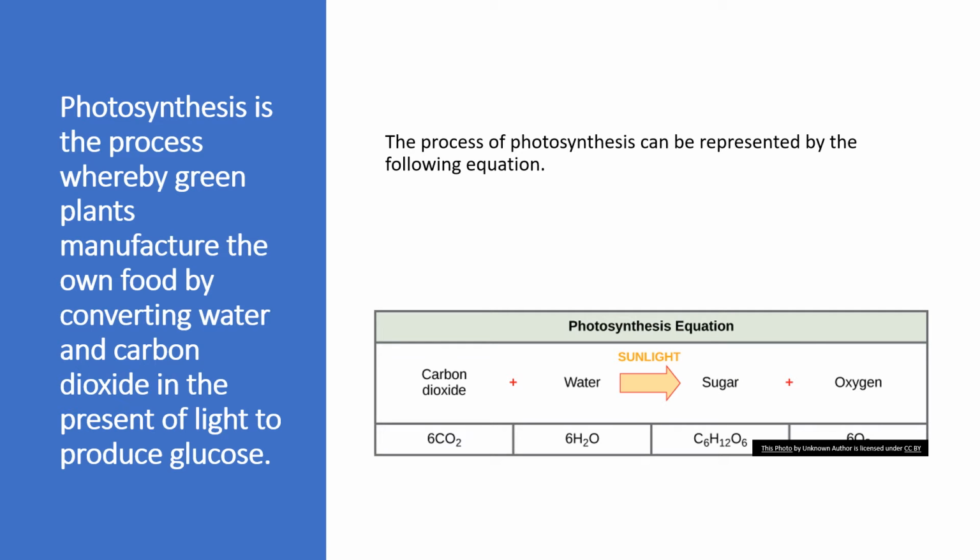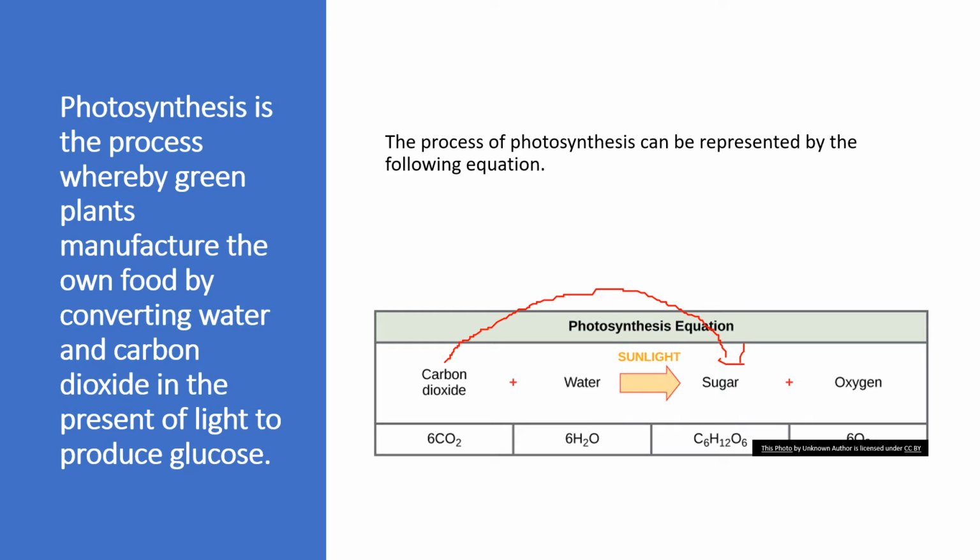Photosynthesis is usually defined as the process whereby plants manufacture their own food. Mainly green plants manufacture their own food by converting carbon dioxide and water in the presence of light to produce glucose. Photosynthesis involves oxidation and reduction and the movement of electrons from one molecule to another. That means there will be a reduction from carbon dioxide to form sugar.